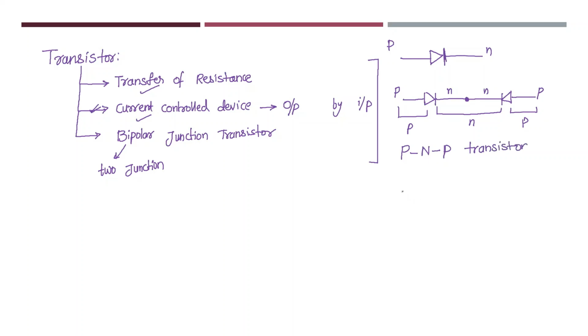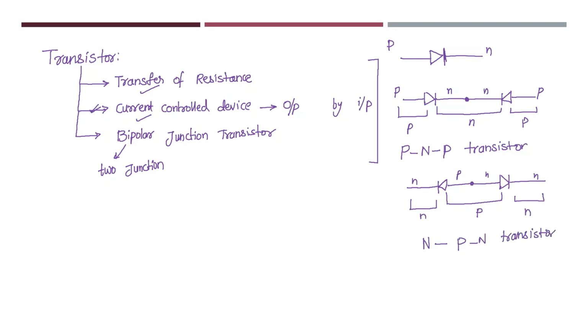Similarly, suppose the PN junction diodes are joined in this manner, what will happen? Here it is N terminal, here it is P terminal, and I have taken another P terminal, and this is N terminal. So this entire region is P, and this region is N, and this region is N. So this type is called an NPN transistor. From this we came to know that transistors are formed by joining two PN junction diodes.